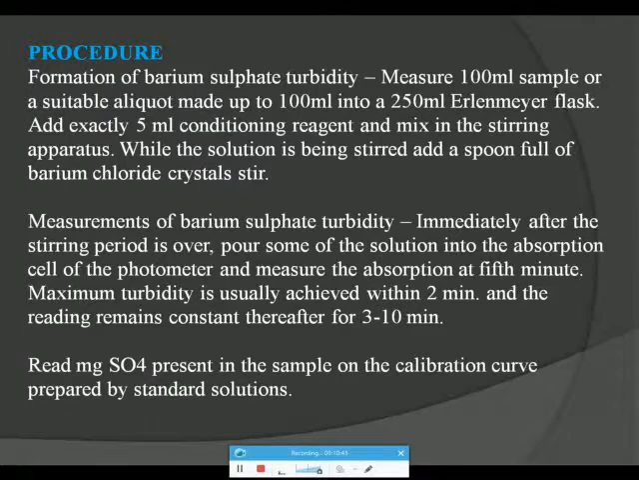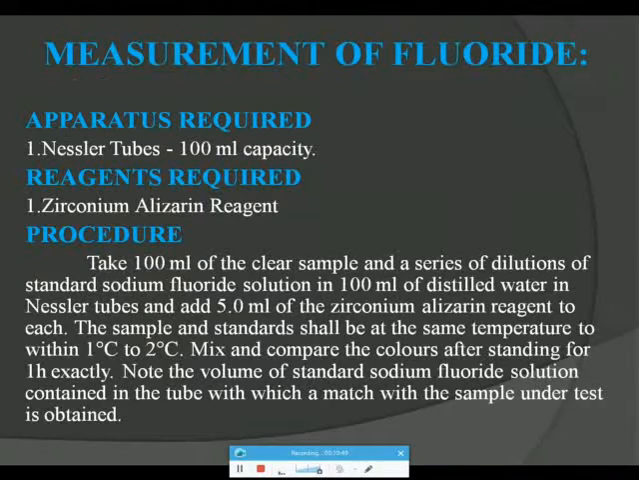Measurement of fluoride. Apparatus required: Nessler tube, 100 ml capacity. Procedure: take 100 ml of clean sample and a series of dilutions of standard sodium fluoride solution in 100 ml of distilled water in Nessler tubes, and add 5 ml of zirconium alizarin reagent to each.